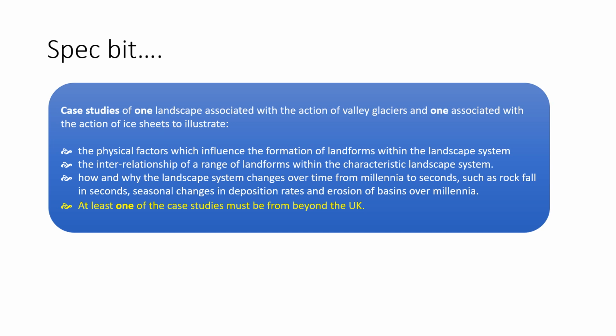We are looking at this as a case study, and we're looking at one landscape associated with the action of valley glaciers. We specifically are looking at three different factors: the physical factors which influence the formation of landforms within this landscape system, the interrelationship of a range of landforms within the characteristic landscape system, and how and why the landscape system changes over time, from millennia to seconds.